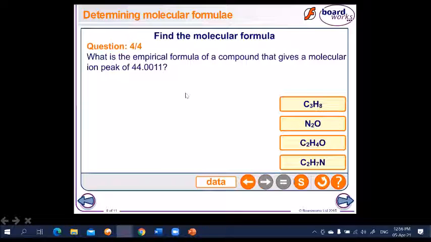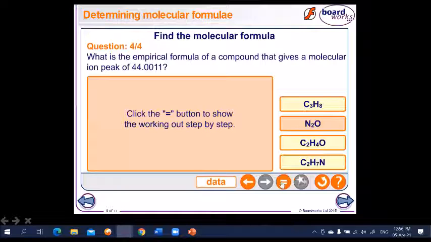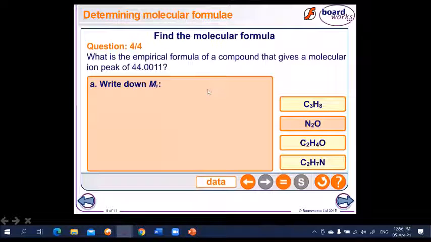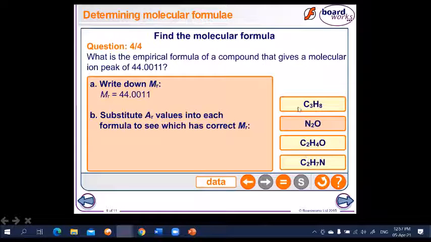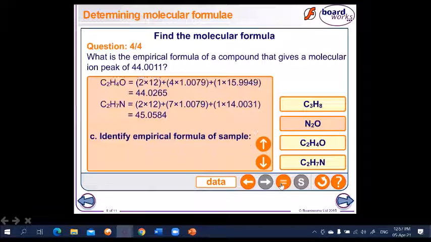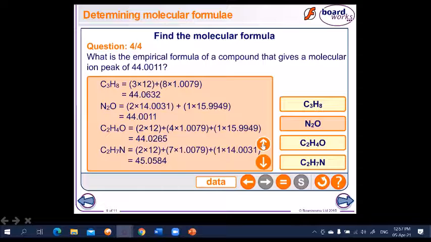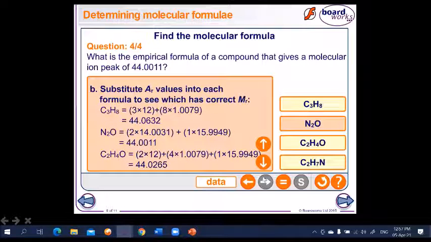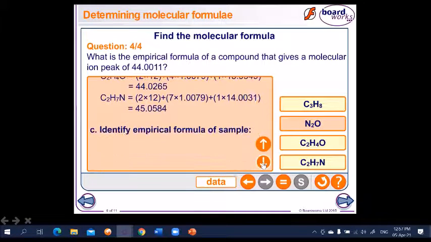Okay. What is the empirical formula of a compound that gives a molecular ion peak at 44.01? You have to choose from this list. Again, let's get the Mr of 44.0011 to 4 decimal places. Now substitute, and get the relative masses of each of these. The one that is closest to 44 is N2O. There we go. All right, so we got that done.